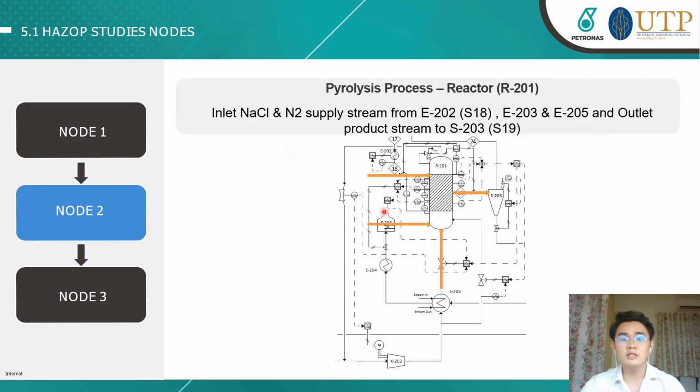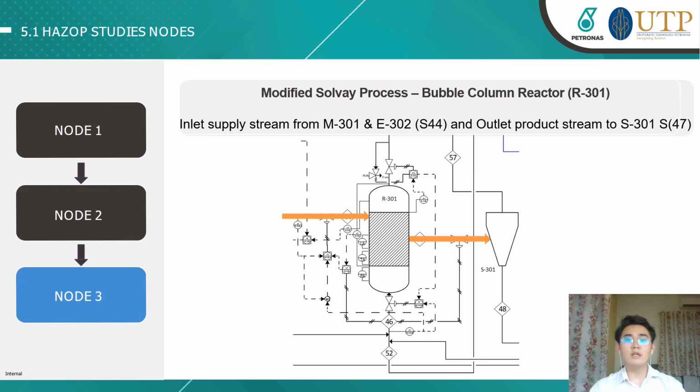For node 2, the streams involved will be the inlet sodium chloride solution supply stream from the heat exchanger E202, E203 or E205, and the outlet product stream to the cyclone over here. In the modified Solvay process, the streams involved will be the inlet supply stream from the mixer, which is this, and the outlet product stream to the cyclone, which is this stream.